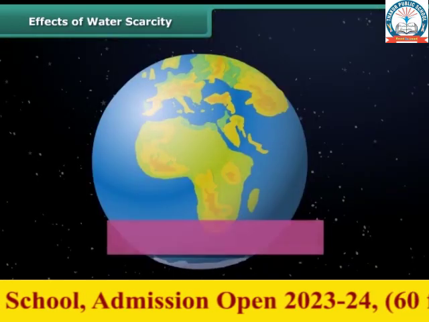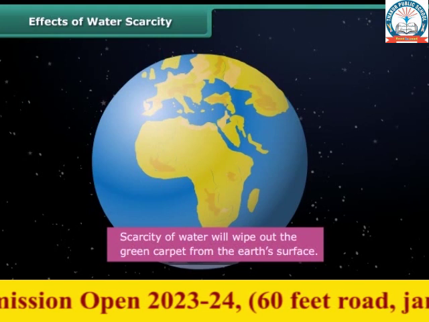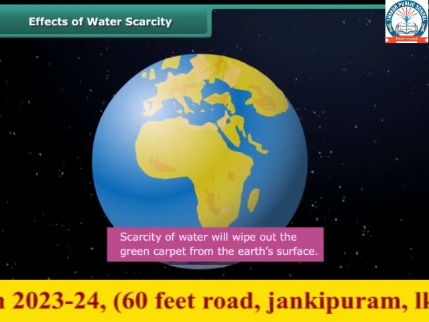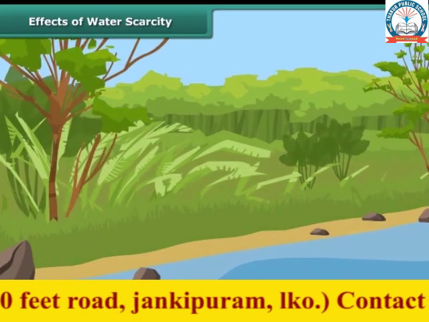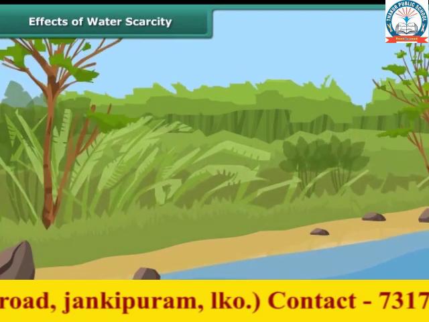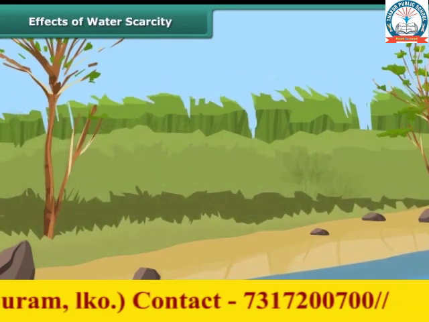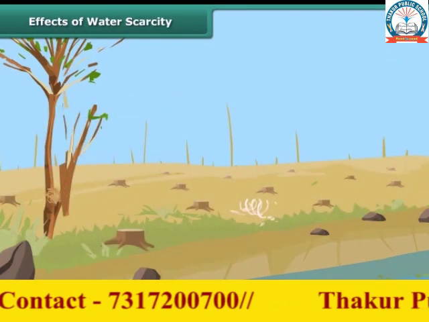Thus, the scarcity of water will wipe out the green carpet from the earth's surface, resulting in less rainfall and also reduced oxygen supply. Loss of plants and trees also means loss of food. Thus, prolonged scarcity of water will make survival of every life form impossible on earth.